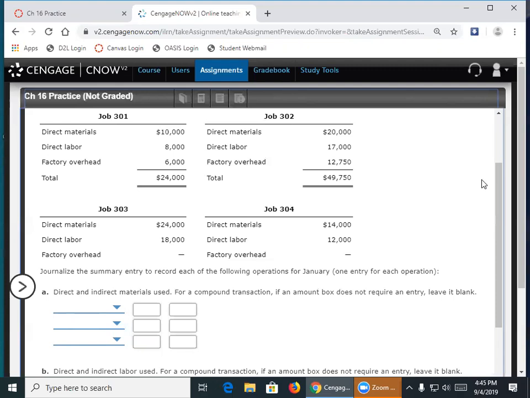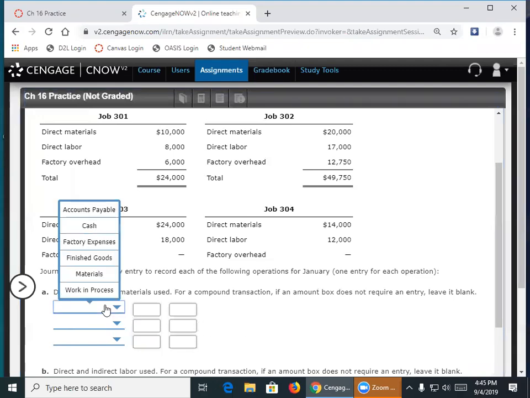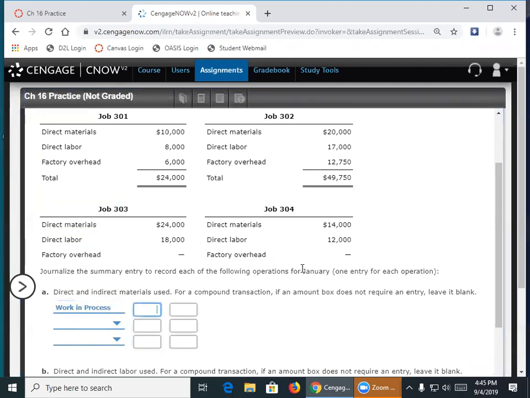Okay, so direct materials is always debited to work in process when they get used in production. So work in process gets debited 68,000 for direct materials. Indirect materials get debited to factory overhead. Yeah, direct materials are going to get debited to work in process.